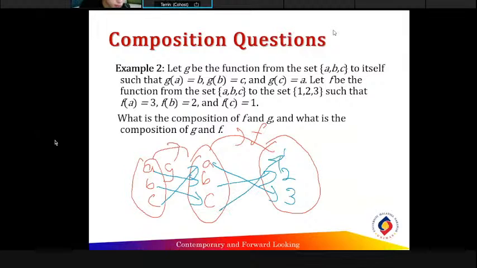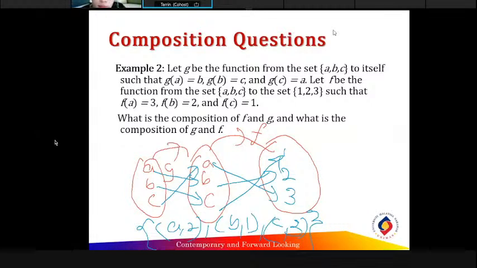So what's the solution for f compose g? It's A points to B points to 2. So we have A to 2, and then we have B points to C points to 1. So we have B to 1. And the final one is C to A to 3. So you get C to 3. Right? So that is the composition of f and g.